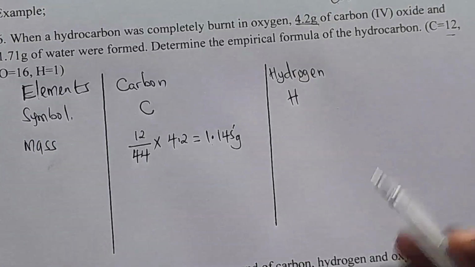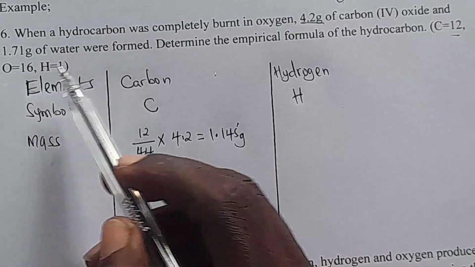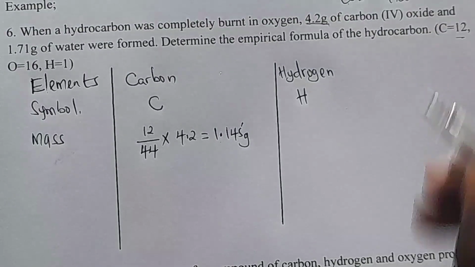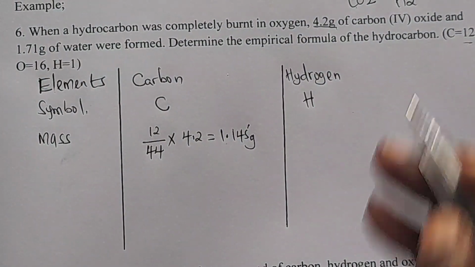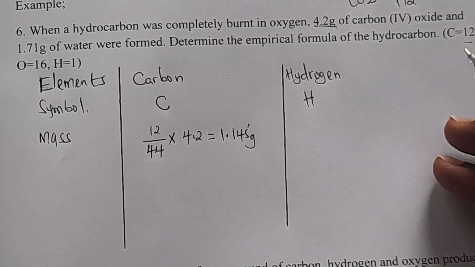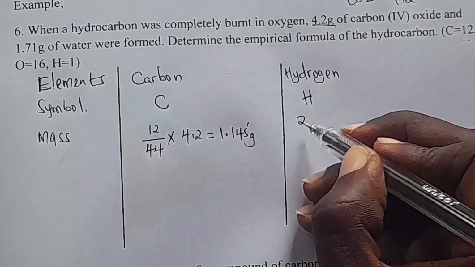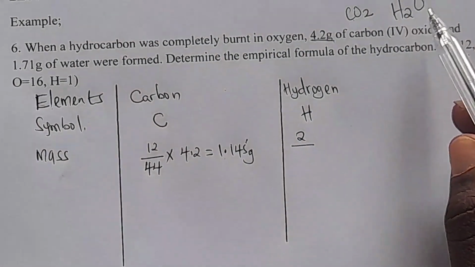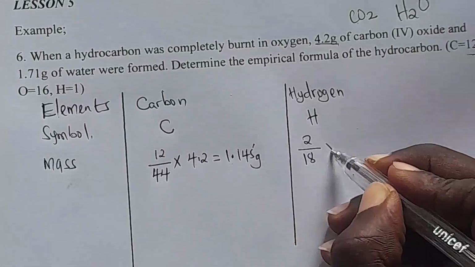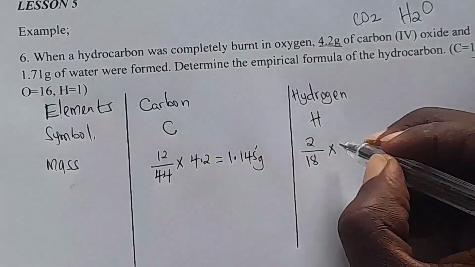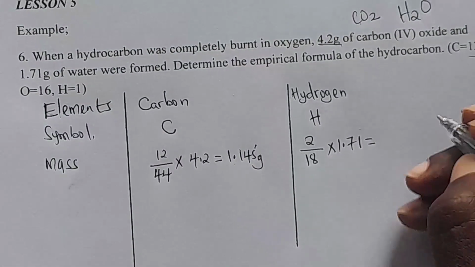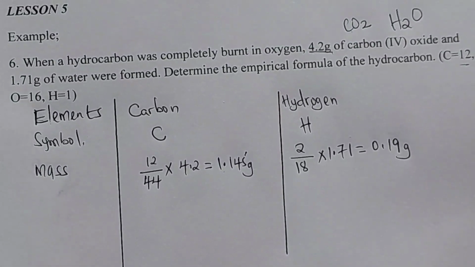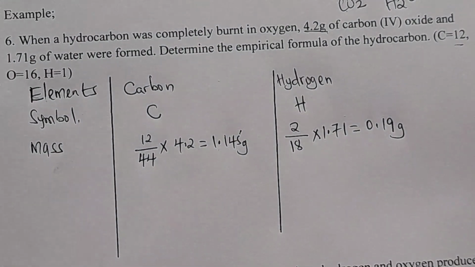We go again and do the same for hydrogen. Where will you get hydrogen? We are told 1.71 grams of water were formed. How do you write water? H2O. So here is where we are going to get hydrogen. How many hydrogen do you have? 2. What is the relative atomic mass of hydrogen? 1. So it will be 2 times 1, which is 2, divided by the RFM of water. That is 1 times 2, that's 2, plus 16 for oxygen, which will be 18. Times the mass of water given, that's 1.71 grams. This will give me 0.19 grams of hydrogen.